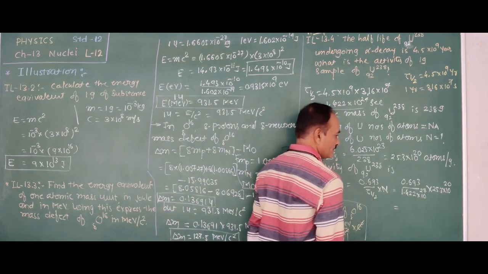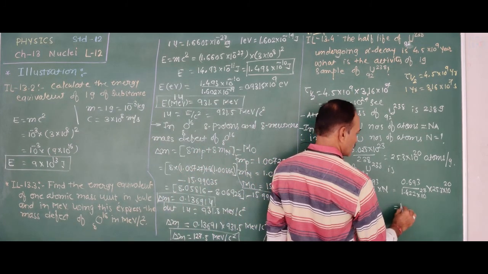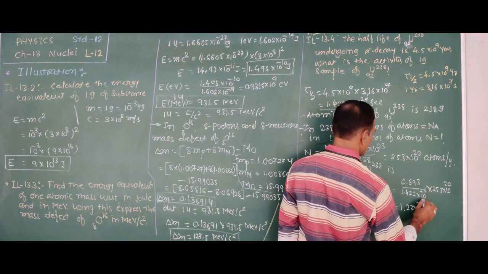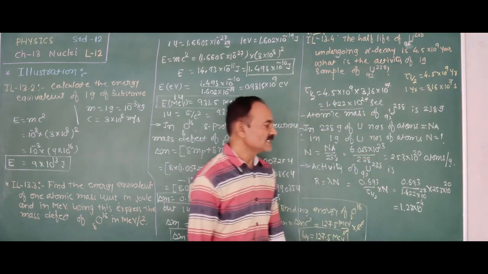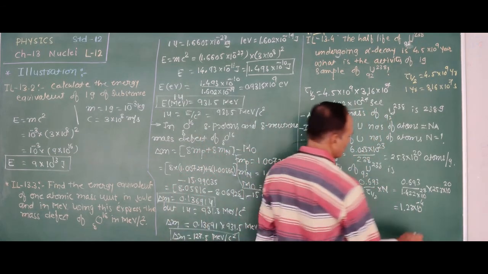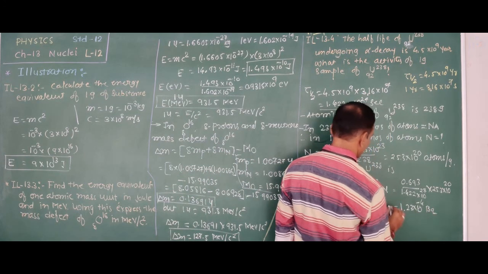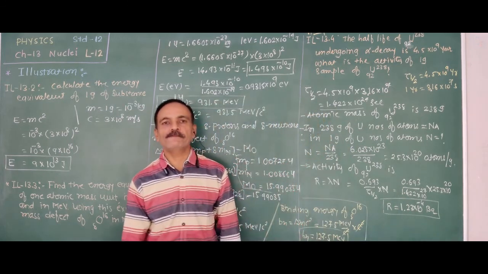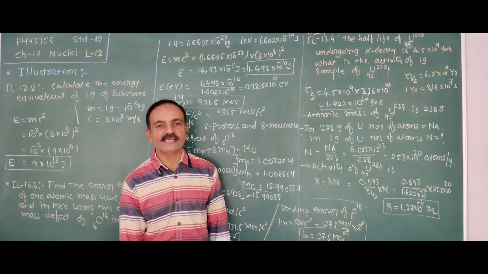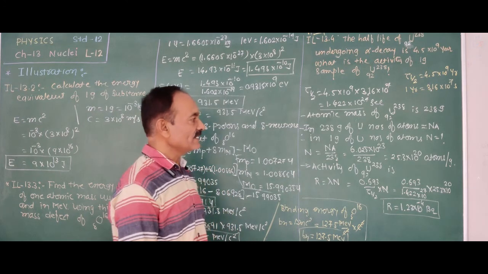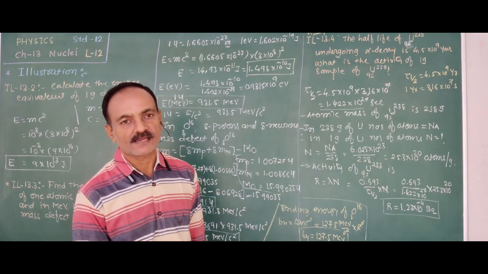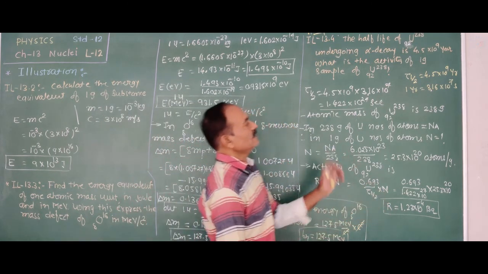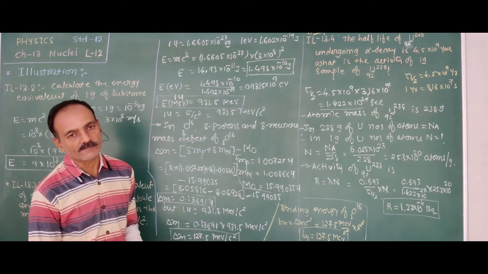So we obtain 1.23 into 10 raised to minus 4 disintegration per second. That means the Becquerel. That is the Becquerel. Already we know the definition of the Becquerel. If one nucleus is disintegrated in a second, the activity of this substance is known as 1 Becquerel. Right? So that is the activity of 1 gram of uranium.